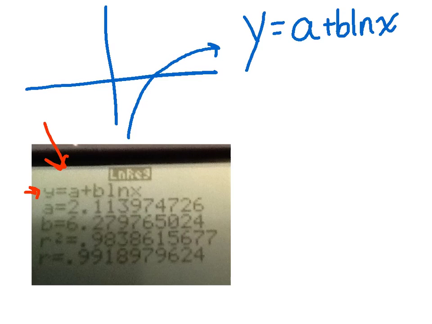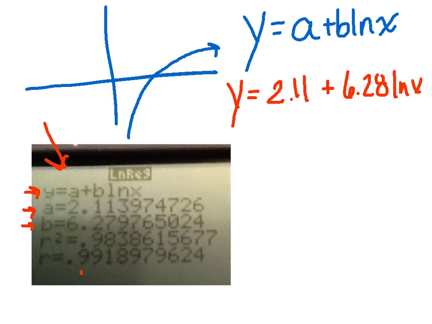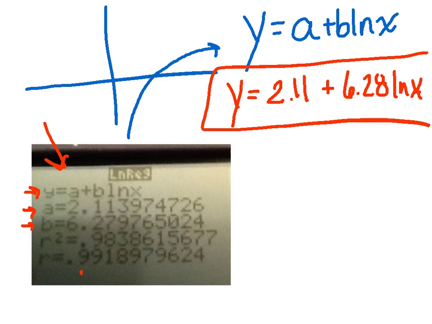So I'm just copying that y equals down, and then I'm just going to plug that variable a in as 2.11, since we said nearest hundredth. Now my equation has a plus sign, and now it wants the b value, and like I said, nearest hundredth, so 6.28. And we're going to keep the x, so ln of x. And there you have it. That is our logarithmic regression.